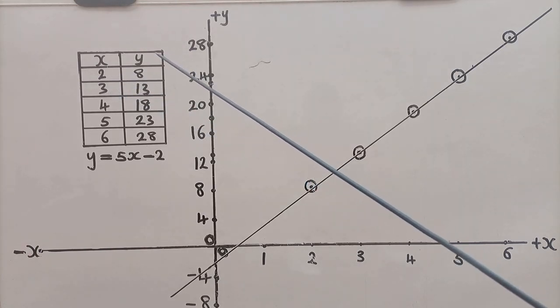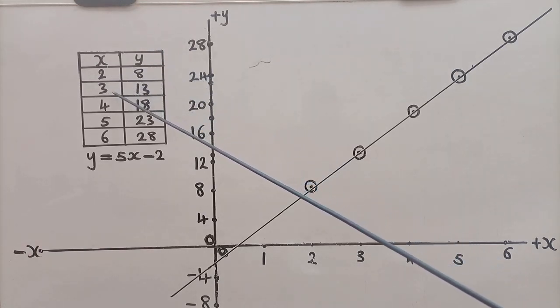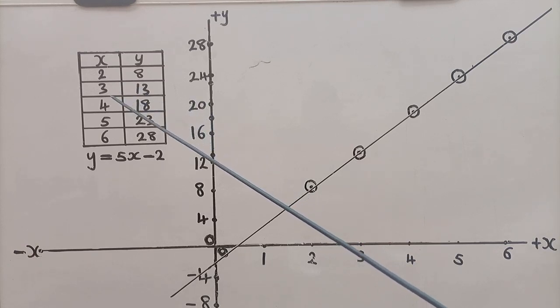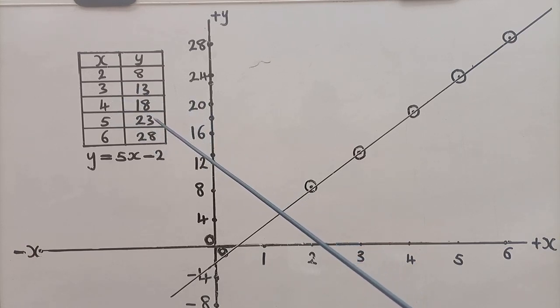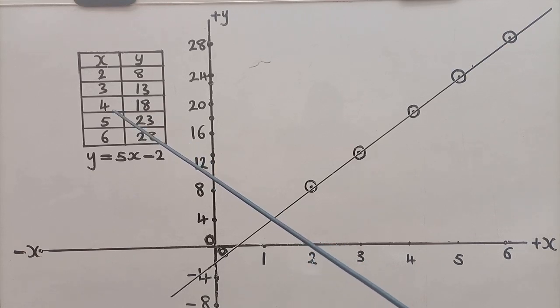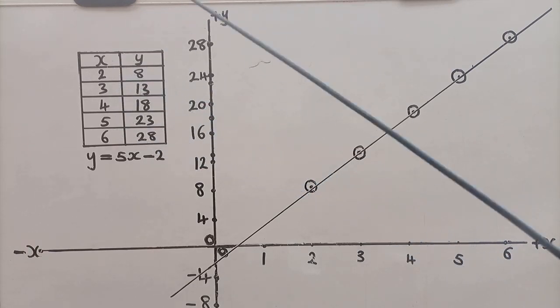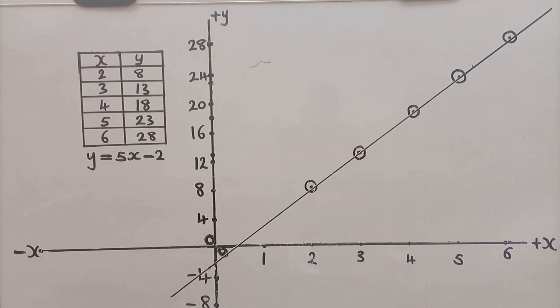Let us first look at changes occurring in x from 2 to 3. The change is 1. From 3 to 4, the change is 1. From 4 to 5, the change is 1. From 5 to 6, the change is 1. In this case, the change is an increase. Therefore, with this x, we conclude that the change is regular or constant.